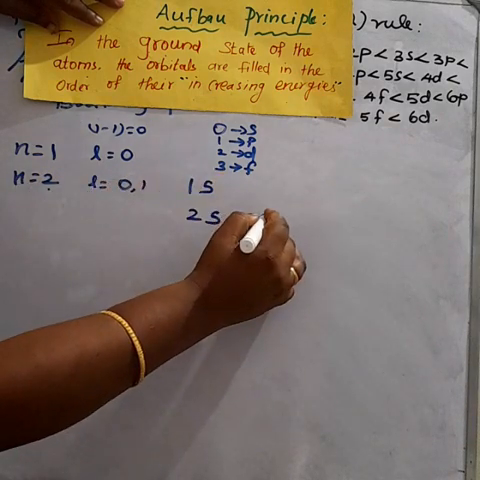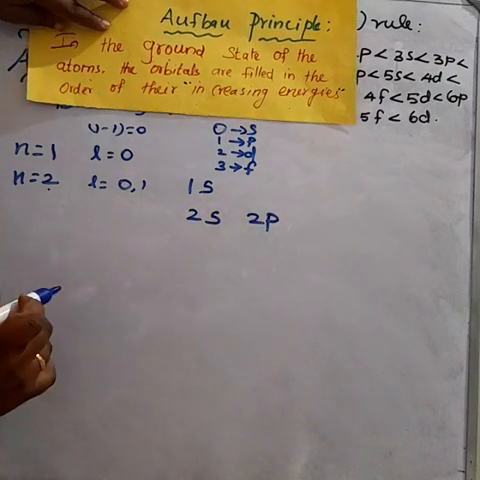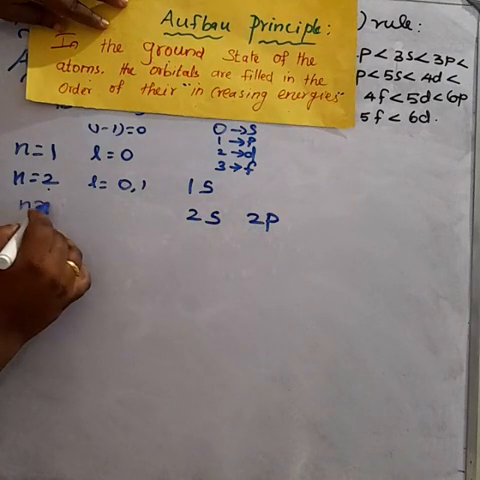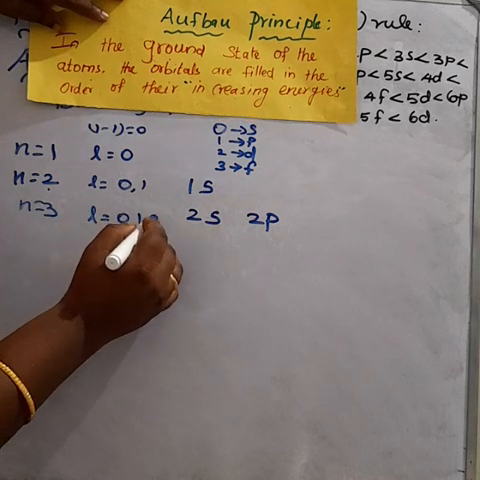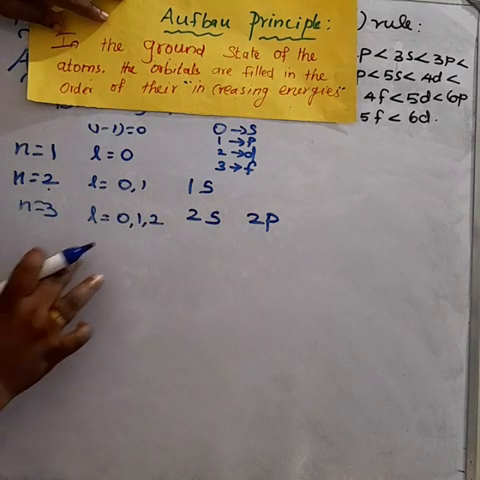Then n is equal to 3. n is equal to 3 means what is the l value? We can write 0, 1, 2, that is 0 to n minus 1. Here n value 3, 3 minus 1 is 2.